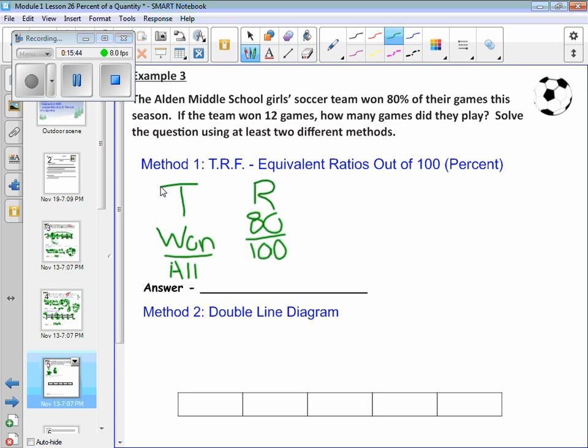Connor, this is for you. Where's the part, what's the whole? Okay, good. Understand that the games that they won is part of the whole, okay? How many games they played is going to be a larger number. That's all of the games for the entire season.